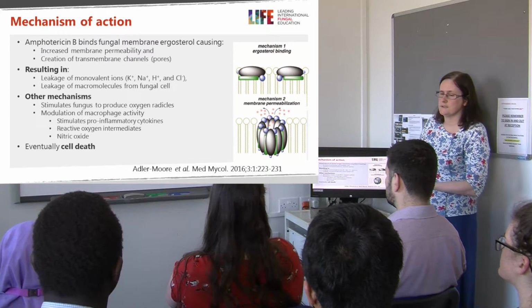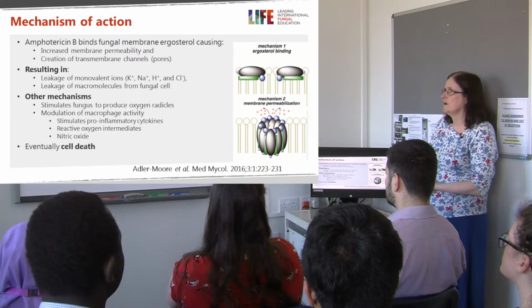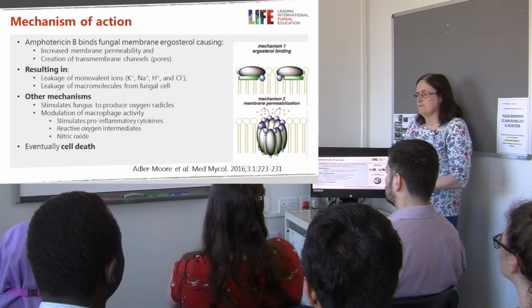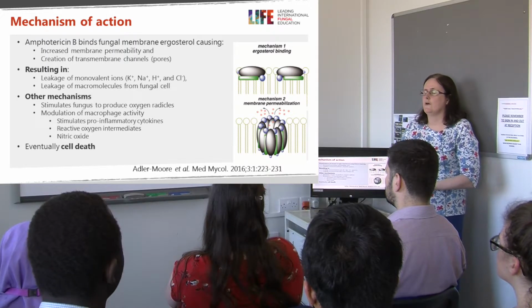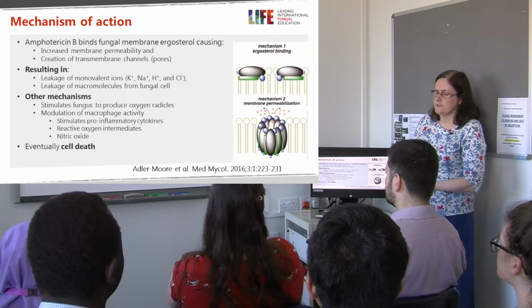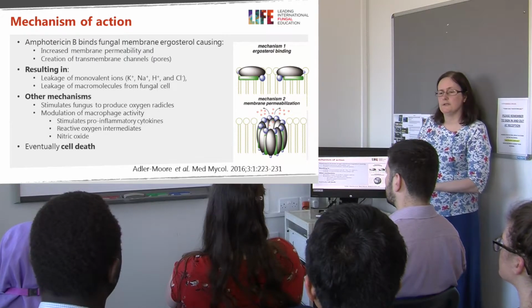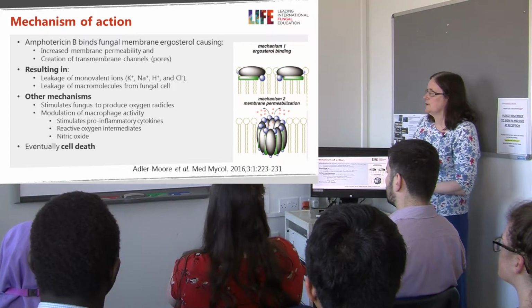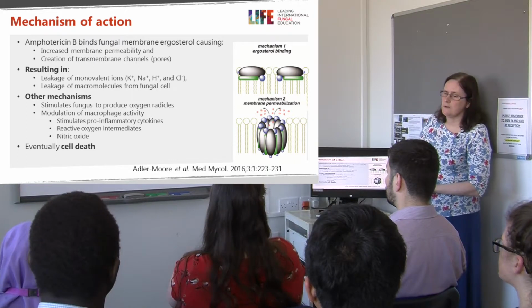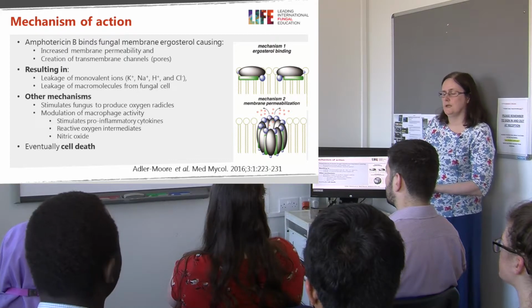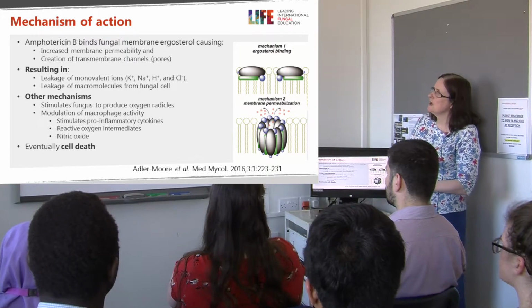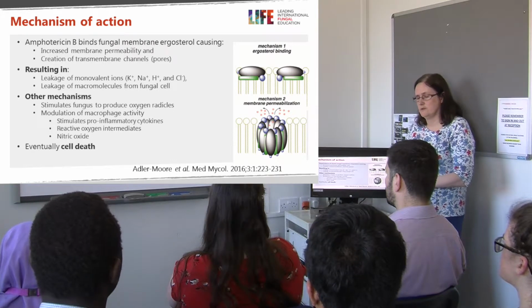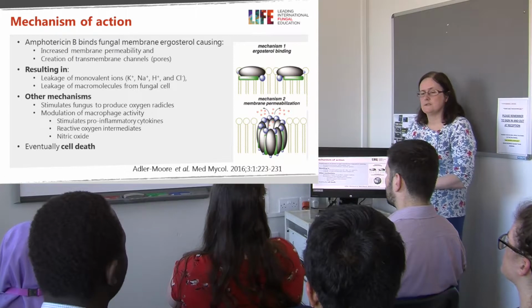In addition to that being its main action with fungi, it does have other actions, as you can see on the slide, including release of nitric oxide intermediates, and has actions where it can release pro-inflammatory cytokines such as TNF-alpha and interleukin-1. All these effects on the cell, in causing the pores to release all the electrolytes and macromolecules, and also the pro-inflammatory cytokine actions, eventually result in damage to the cell and cell death.